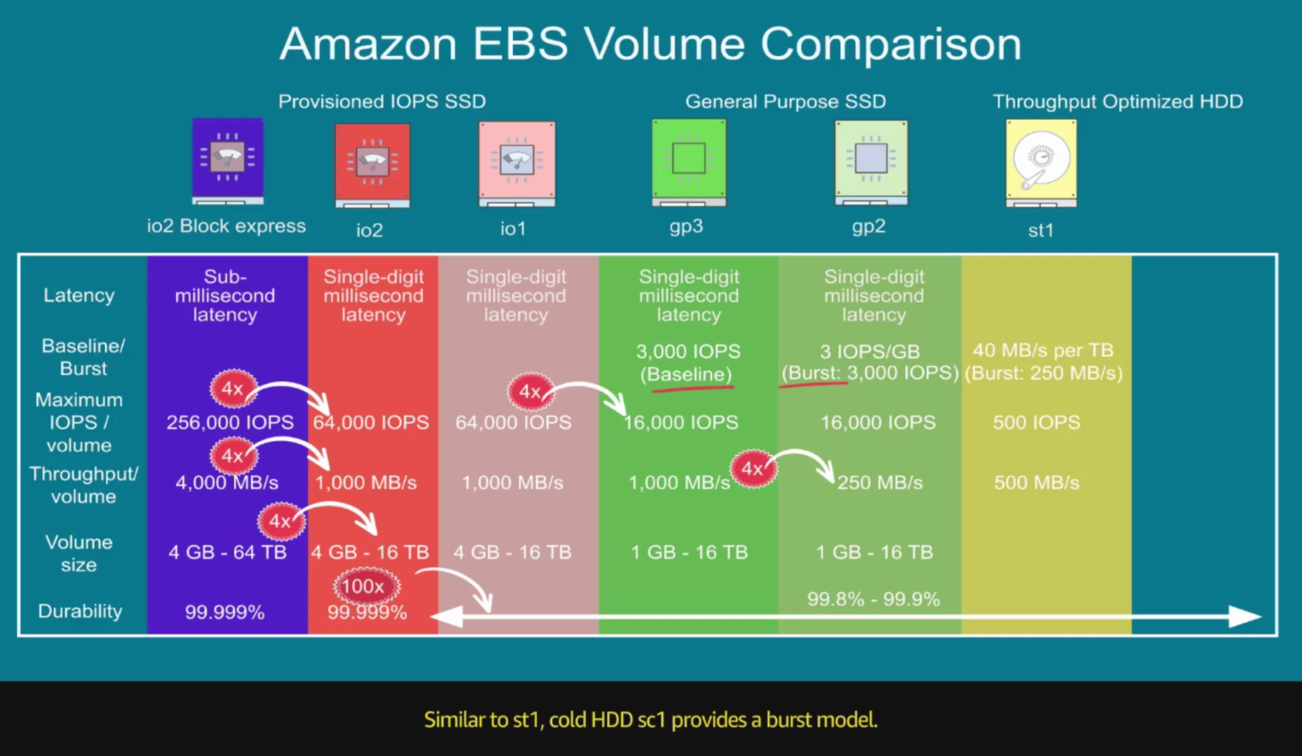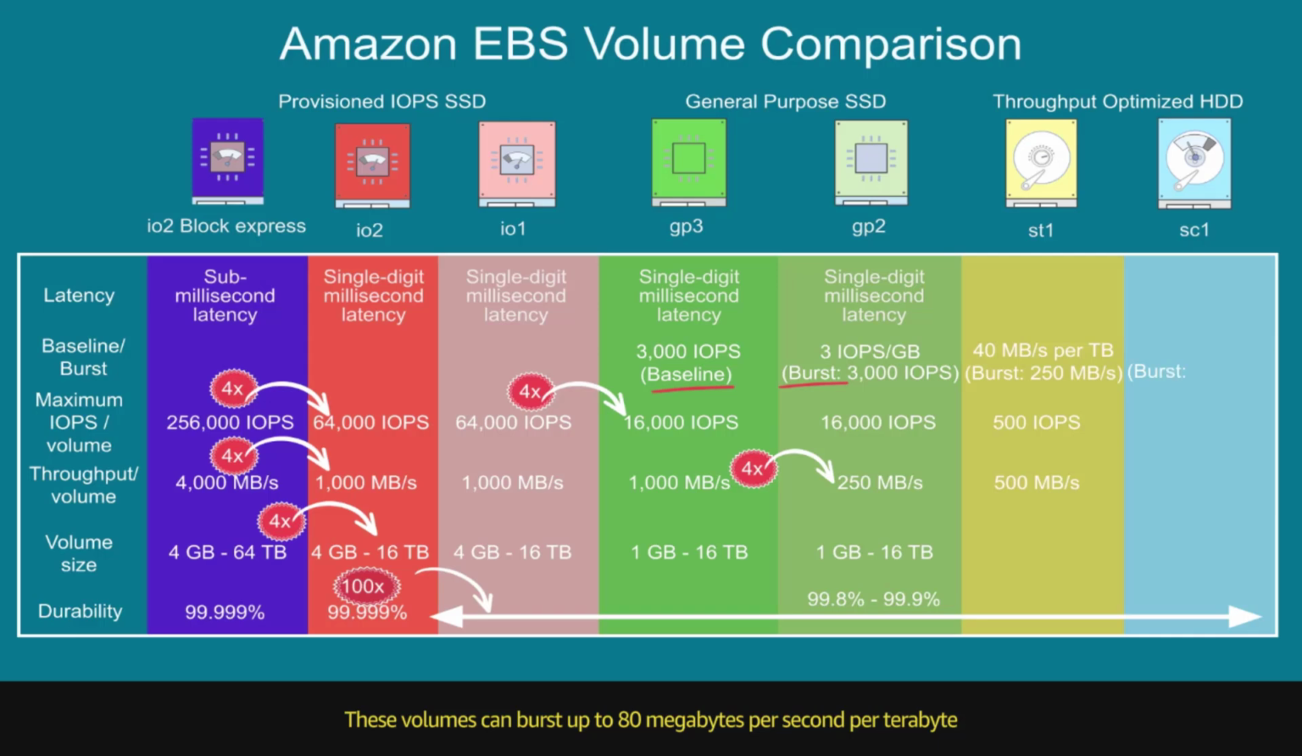Similar to ST1, Cold HDD SC1 provides a burst model. These volumes can burst up to 80 megabytes per second per terabyte, with a baseline throughput of 12 megabytes per second per terabyte and a maximum throughput of 250 megabytes per second per volume. The maximum IOPS per volume for SC1 is 250 IOPS. Both SC1 and ST1 have the same volume size of 500 gigabytes to 16 terabytes.